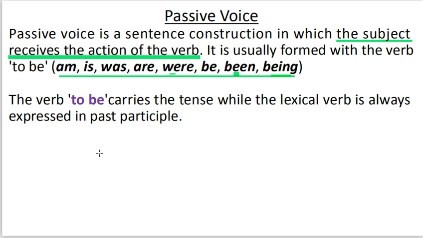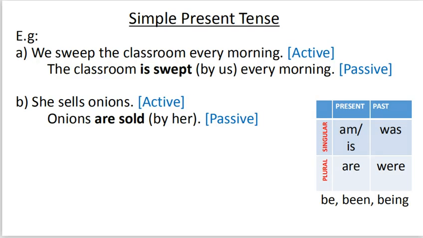In our definition of passive voice, we said that passive voice is a sentence construction in which the subject receives the action of the verb. This is because in the normal active sentence construction, it is the object that receives the action of the verb. The subject is the performer of the action. Then the action, which is the verb, is received by the object. That is in the normal active voice. But in the passive voice, the object in the active voice that receives that action will now become the subject in the passive voice. Let's see example A for better understanding of this explanation.